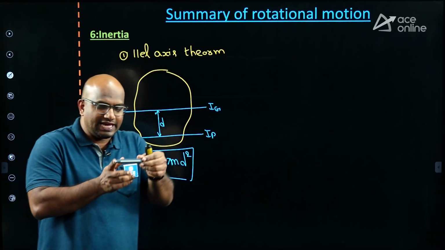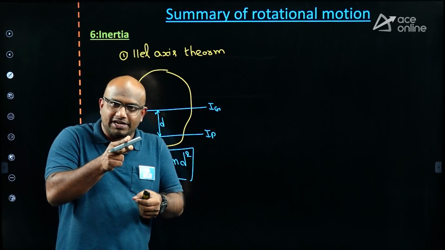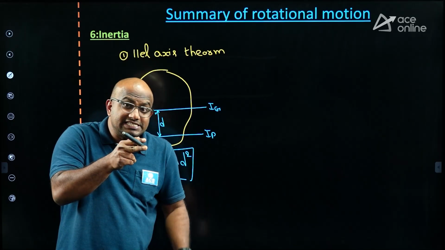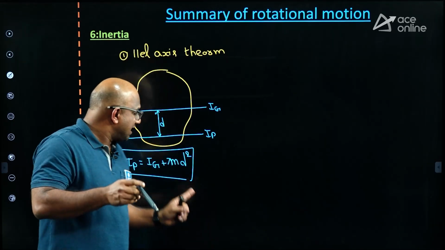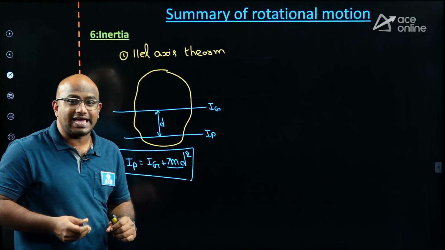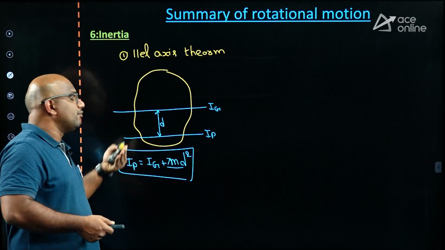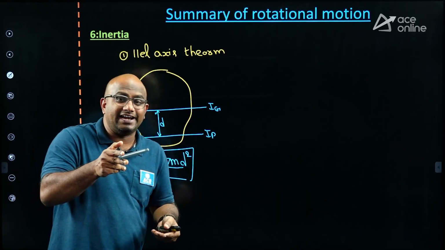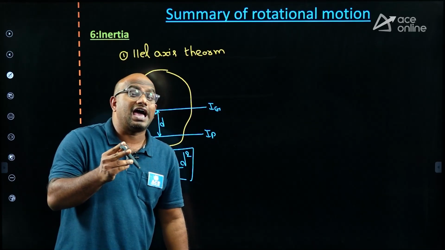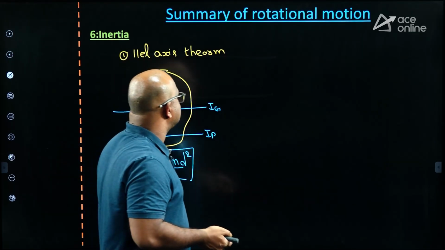About the center it is ml square by 12, but about the edge it is difficult to rotate because extra inertia is added. That's why there is more inertia at the end. How much? You remember the formula: ml square by 3.